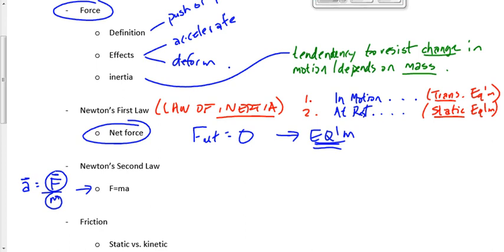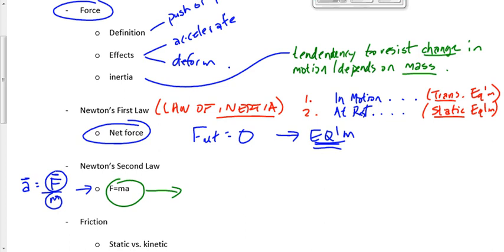Now, within Newton's second law, what do you got to be able to do? Well, we solve problems, right? We're going to use the equation F is equal to m times a in conjunction with all of my other group B equations. So you might get a question that says, here's the mass, here's the acceleration, what's the net force? But honestly, probably not, because that's pretty easy.